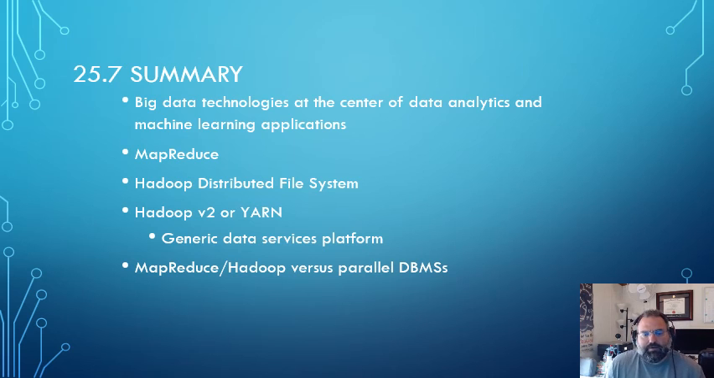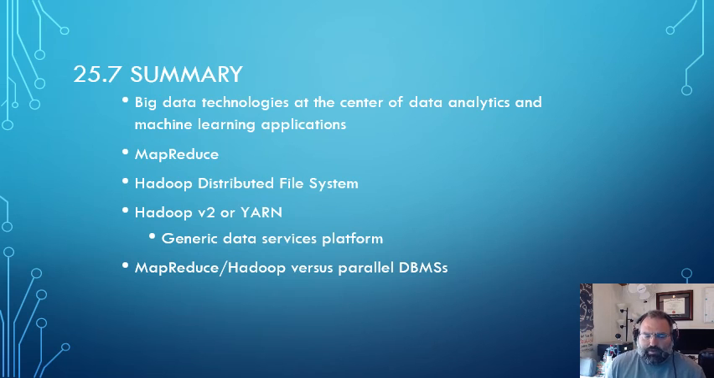So in summary, we've talked a bit about how big data technologies kind of are at the center of data analytics and machine learning. And that is very true. Machine learning at scale is essential these days. One of the things that you want to be able to do is to produce a machine learning implementation that can then be applied and utilized at scale and processing huge amounts of information. So that's one of the challenges we face today.